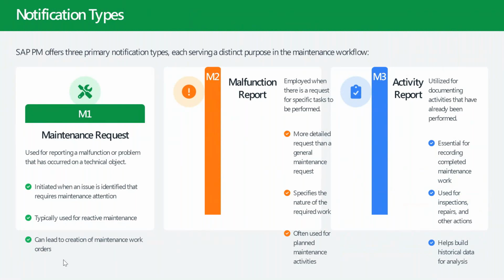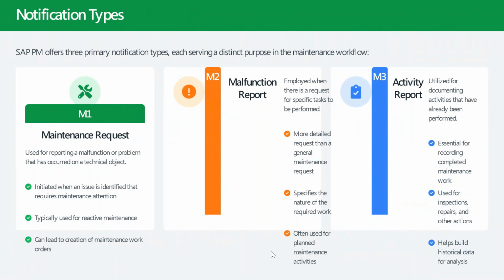Further, if you feel that we need to post some actual cost for that, in that case you can create a maintenance order with reference to this notification in the next stage. Next is the malfunction report. It is employed when there is a request for a specific task to be performed. It is a more detailed request than a general maintenance request. It specifies the nature of planned maintenance, where you have already planned to do the maintenance of your equipment or functional location.